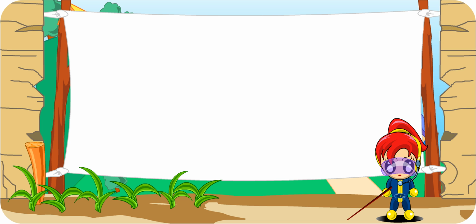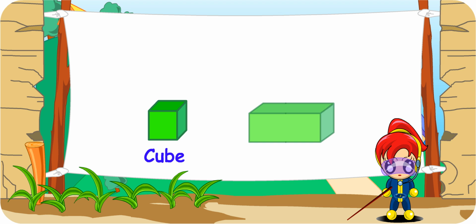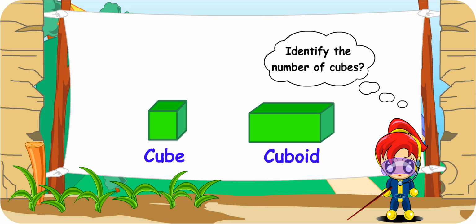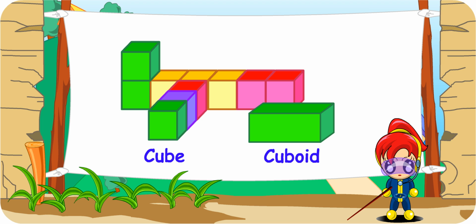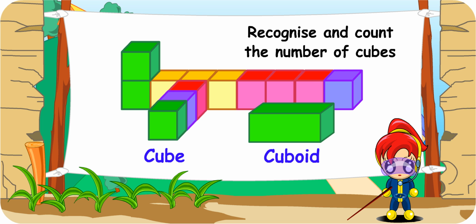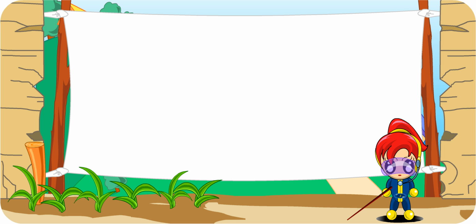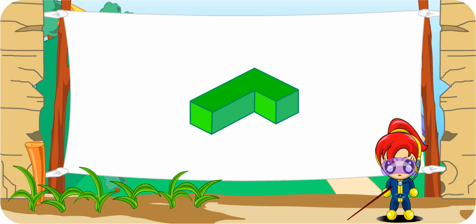After you are able to tell the difference between a cube and a cuboid, I'm going to teach you how to identify the number of cubes that build up a solid. Identify the number of cubes? Yes, what it means is to be able to recognize and count the number of cubes used to build a solid. Oh, I see. Look at this solid. How many cubes do you think make up this solid?